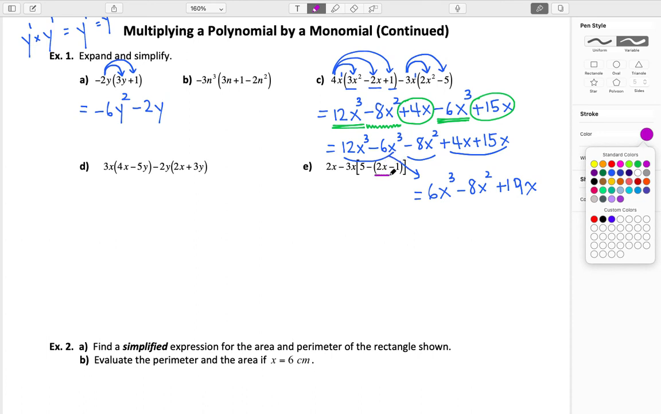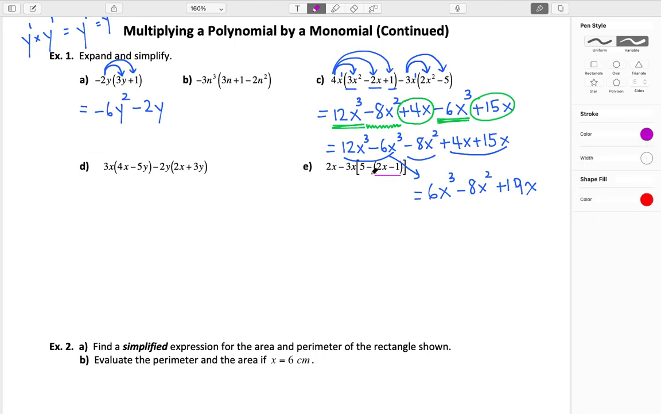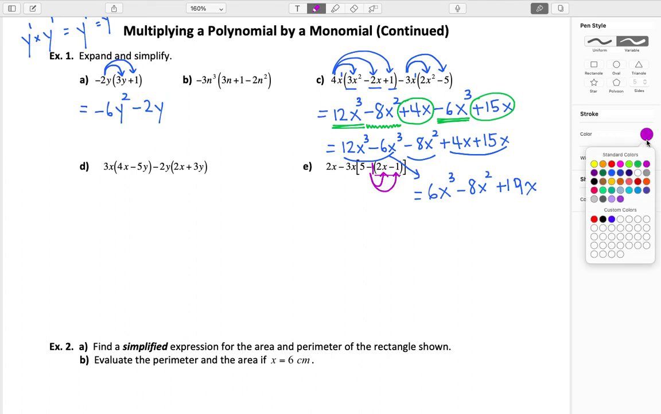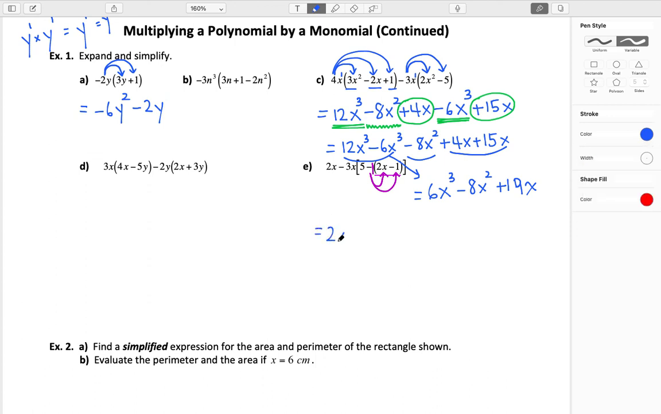Now, if you look at this bracket over here, you will notice that there's no number, but I only see negative. What that means is there's an invisible negative 1 in front of this bracket. So negative 1, you're going to multiply it by each term. Let's open up the bracket. So 2x minus 3x, the 5 comes down, but now negative 2x, and negative 1 times negative 1 is going to be positive 1, and close the bracket.